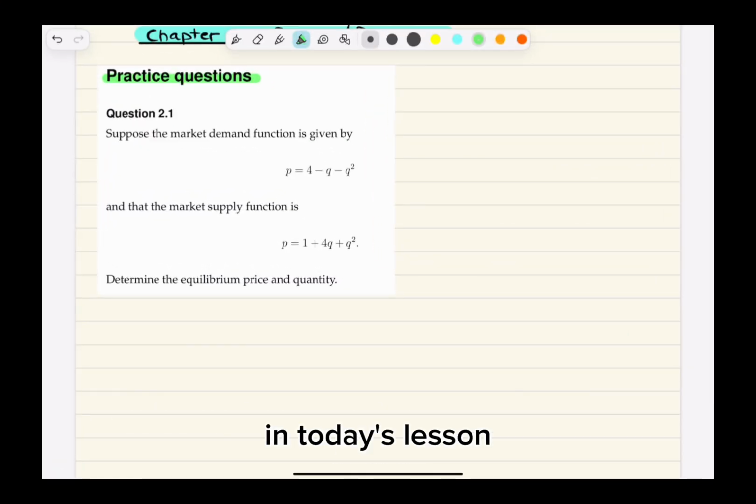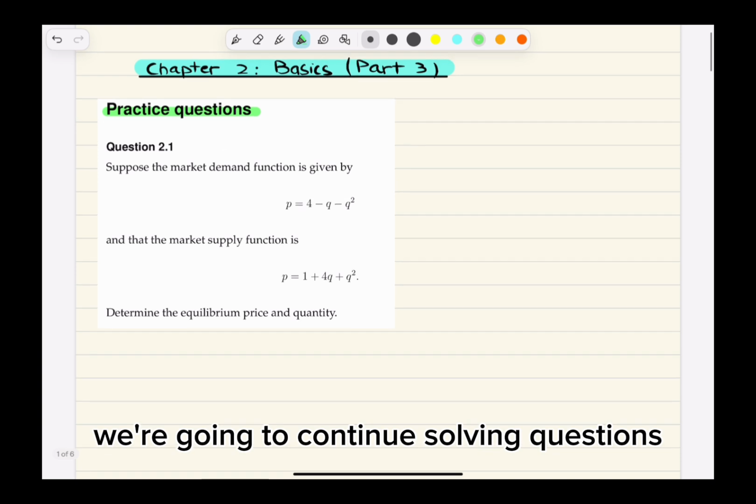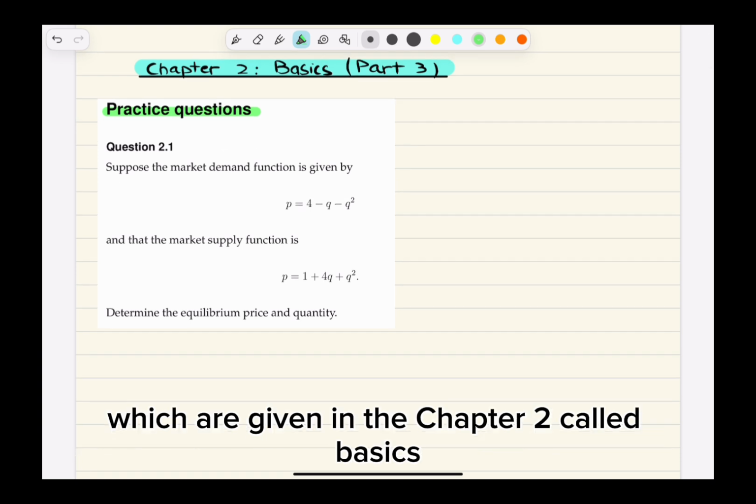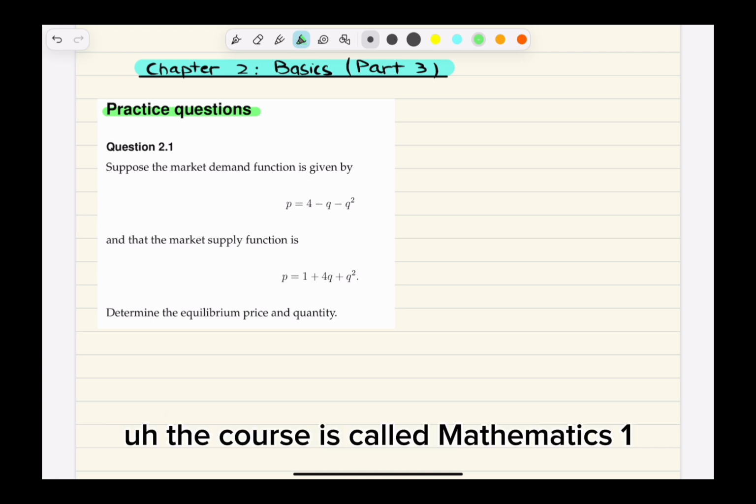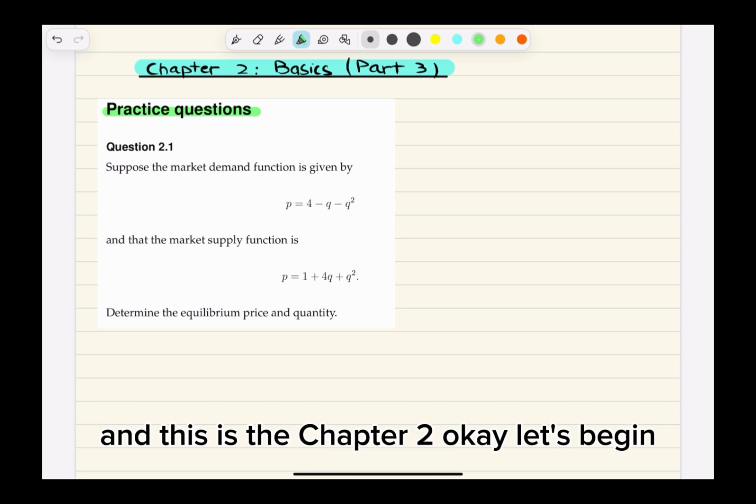In today's lesson, we're going to continue solving questions which are given in the chapter 2 called Basics of the EMFSS study guide given by University of London. The course is called Mathematics 1 and this is chapter 2.